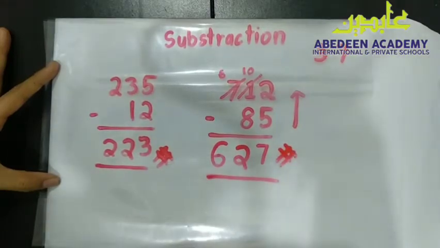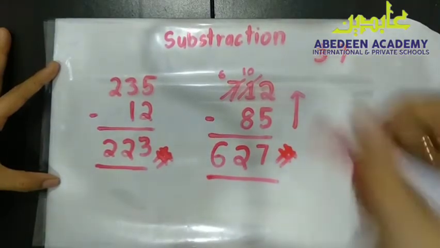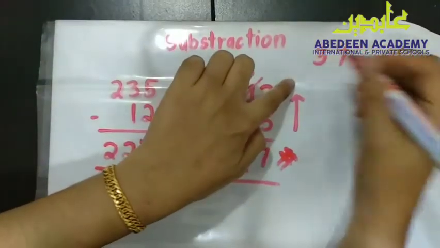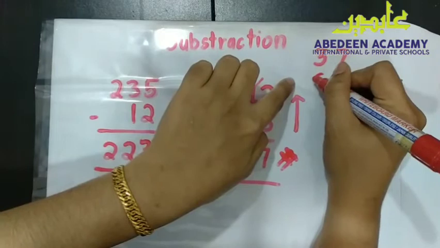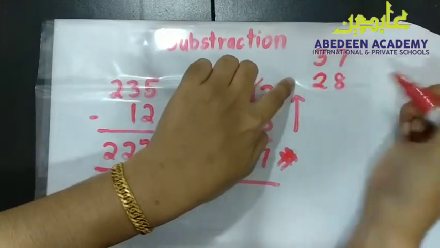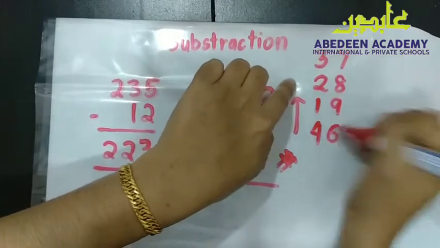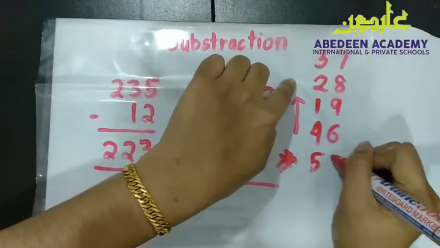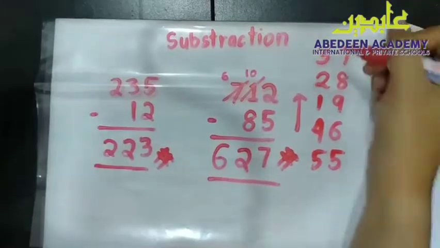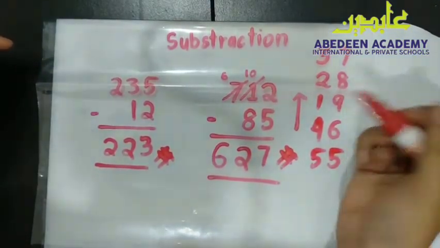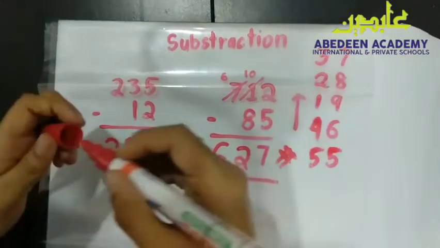So to do subtraction, you have to remember all the friends to make 10. For example, 3 and 7, 2 and 8, 1 and 9, 4 and 6, and 5 and 5. Okay, just remember these friends. It will be easier for you to minus later. Okay, let's do another question.